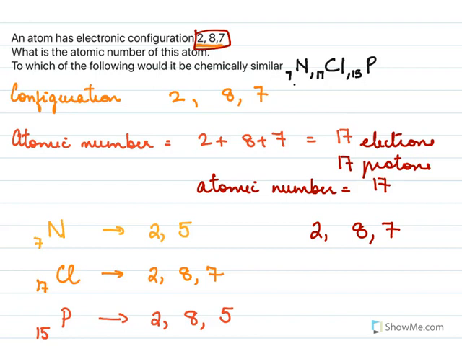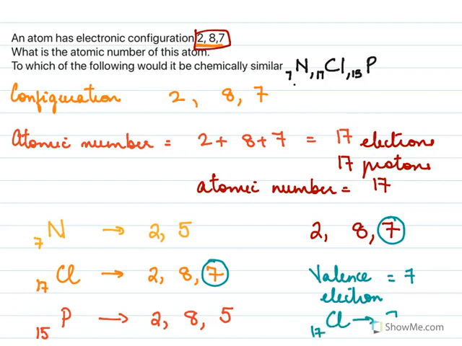Now look at the valence electrons. It has got 7 valence electrons. Which other has 7 valence electrons? Here, chlorine has. So it will have properties just like chlorine. So chlorine also has 7 valence electrons. So the chemical properties of this element will be similar to that of chlorine, because both have the same number of valence electrons. In fact, it is chlorine itself. 2, 8, 7 is chlorine.